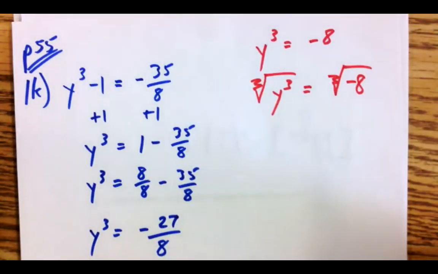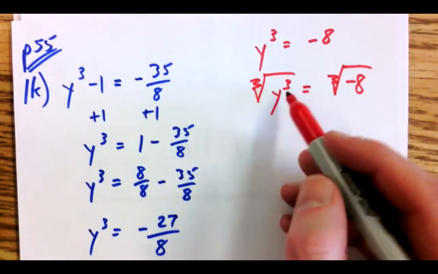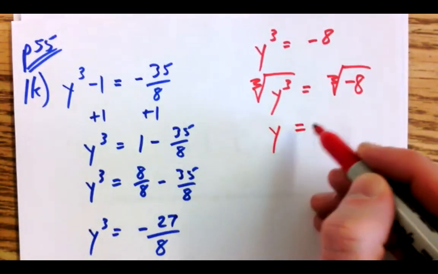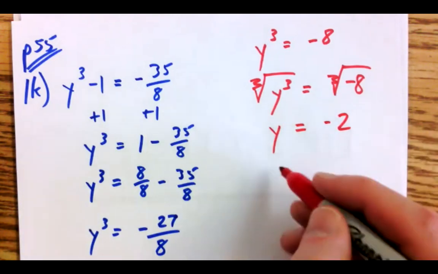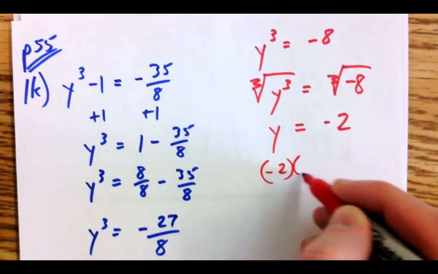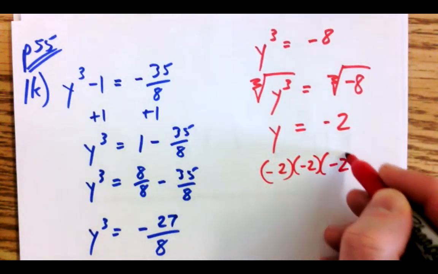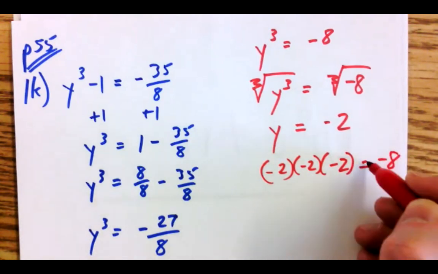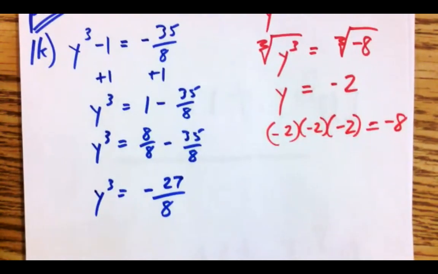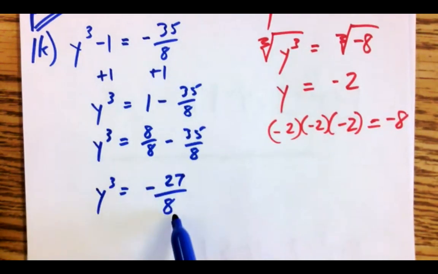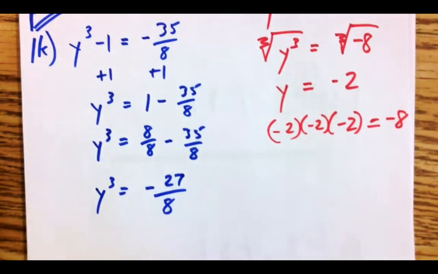So the cube root of y cubed is y. The cube root of negative 8 is negative 2, because negative 2 times negative 2 times negative 2, which is negative 2 cubed, equals negative 8. So what we're going to do over here is we're taking the cube root of both sides, and it's the cube root of the top and the bottom. This one works out nicely. It won't always.